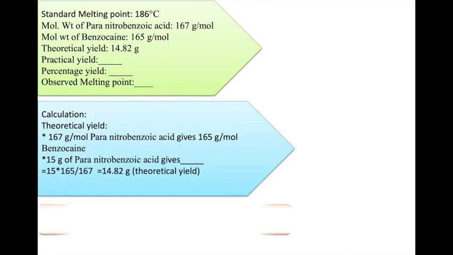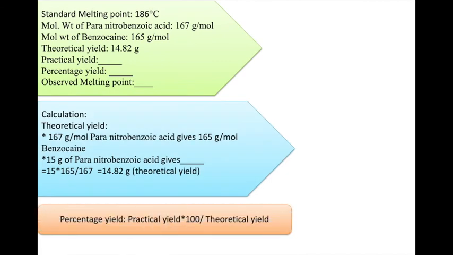Moving to the calculation part, the standard melting point of benzocaine is 186 degrees Celsius. The molecular weight of para-nitrobenzoic acid is 167 gram per mole and the molecular weight of benzocaine is 165 gram per mole. Theoretical yield we have to calculate. For that, you can see the blue colored box in this. The 167 gram per mole is the molecular weight of the reactant that will give 165 gram per mole, that is the molecular weight of the product.